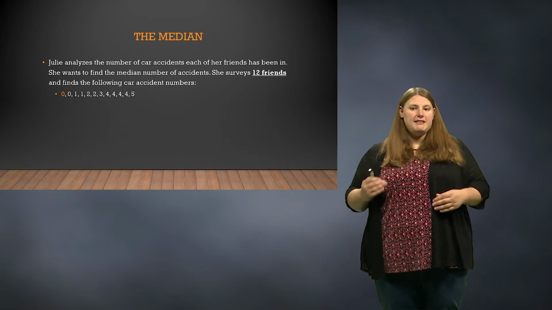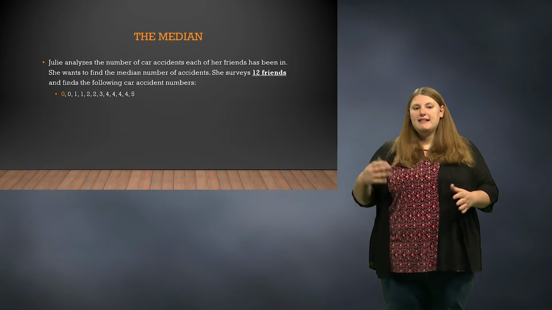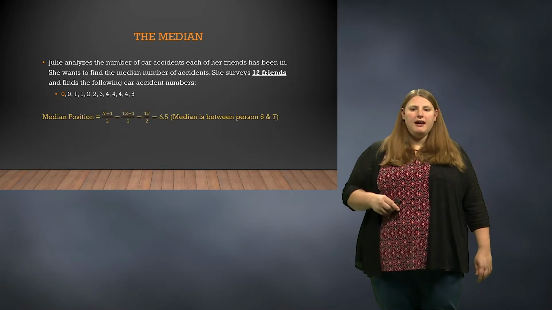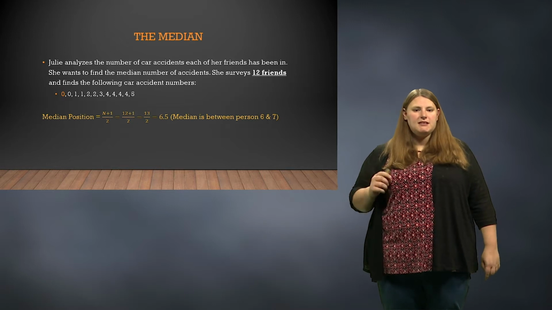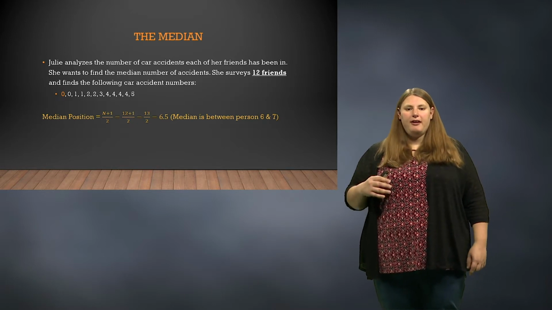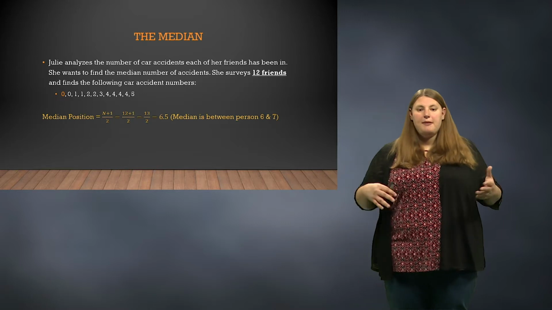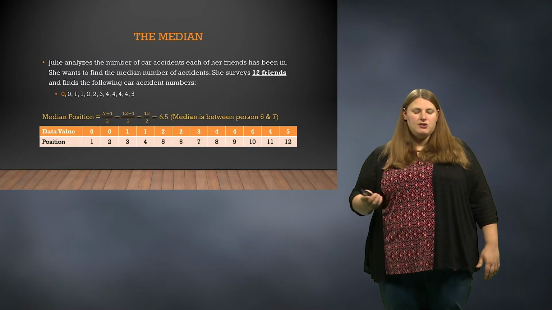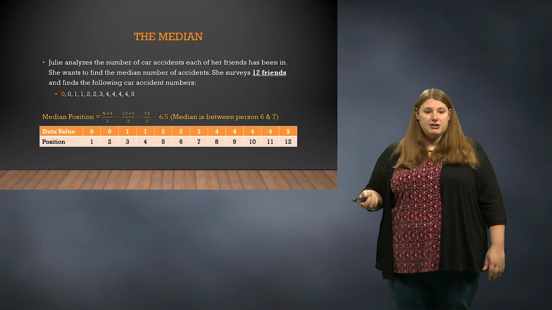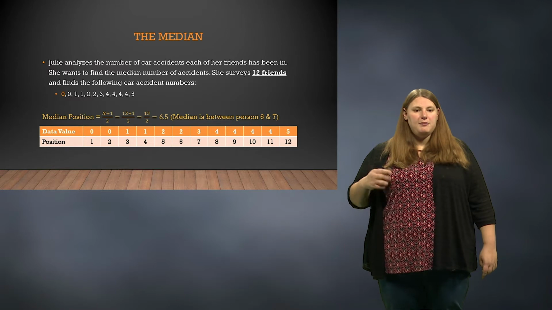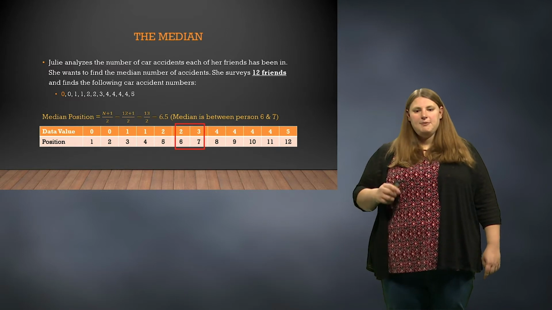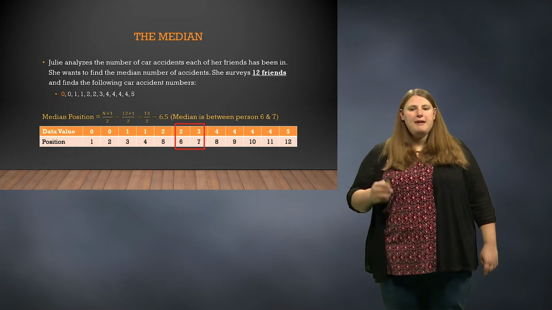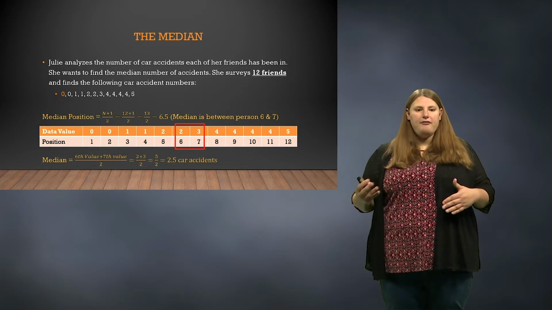So let's try that same example again, but this time Julie adds another friend, so her total N is 12 people instead of 11. When we do the calculations, we find that the median position is 6.5. This means that we need to figure out what the values of person number 6 and person number 7 are, and then we need to average them together. So we make sure that our data is in numerical order, and we add the position numbers just like we did before. Then we identify position 6 and position 7. These people have reported 2 car accidents and 3 car accidents respectively.